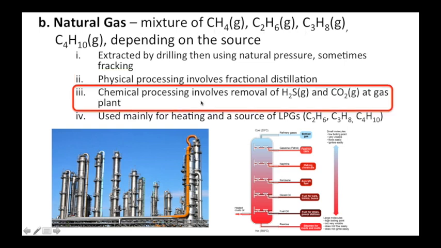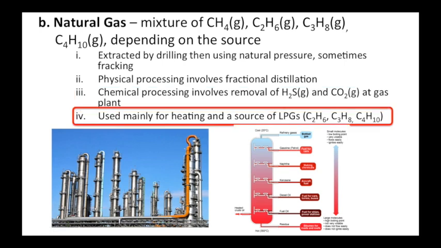later. Sometimes these mixtures also have some nasty chemicals in them, like hydrogen sulfide. It's a very nasty chemical. We use chemicals to remove hydrogen sulfide and CO2 from our natural gas. And natural gas is used as a heating source. So, for example, propane heats up barbecues. Okay.